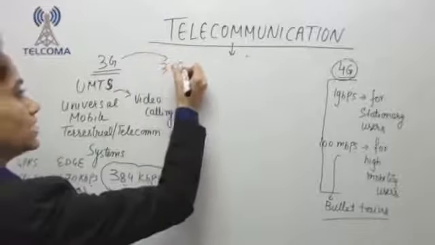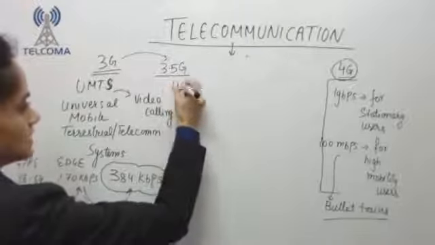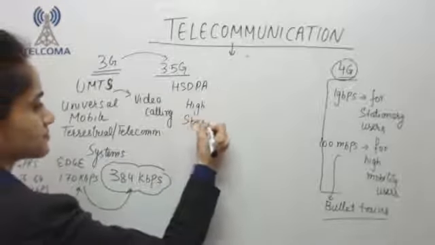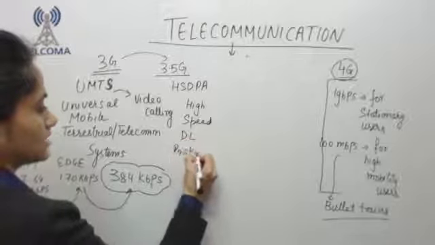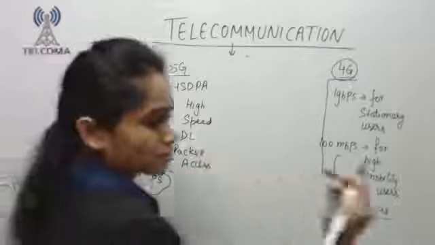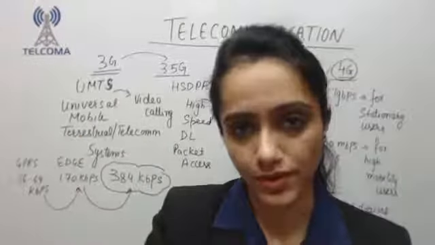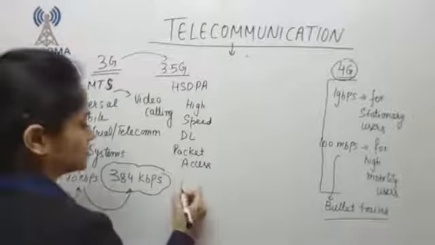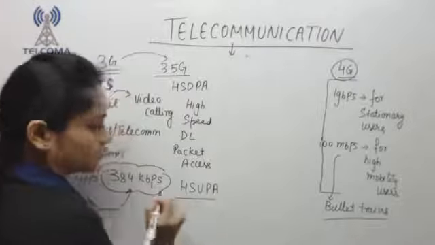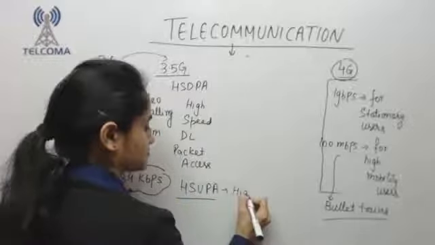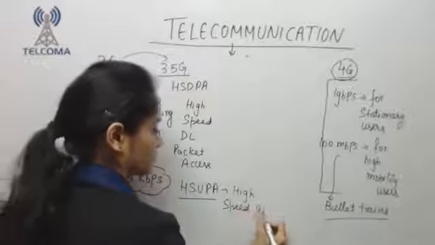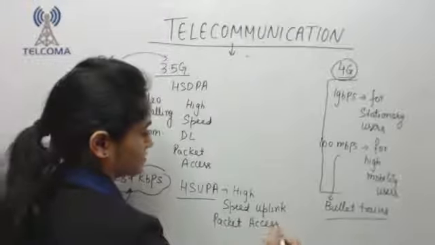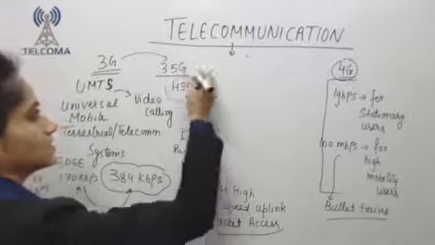So after this, we have 3.5G. We call it HSDPA, which stands for High Speed Downlink Packet Access. That means we have focused on the downlink speed because most of the users are downloading. After that, we have an era of cloud computing, which means we have to work on upload speed also. So we have HSUPA, which stands for High Speed Uplink Packet Access. So HSUPA and HSDPA come under 3.5G.